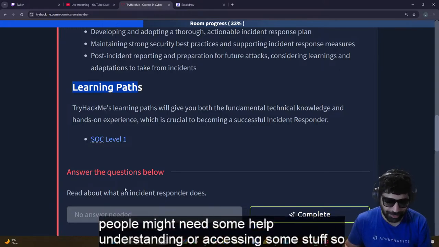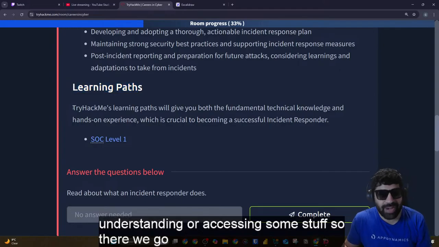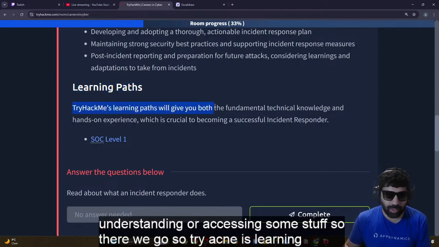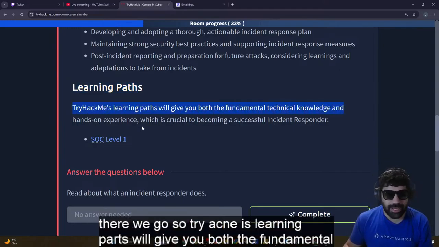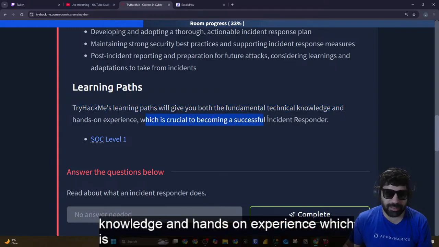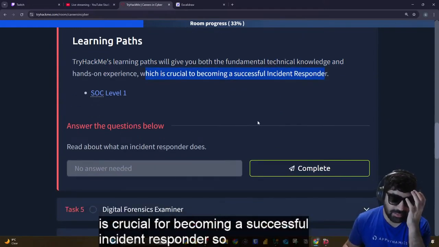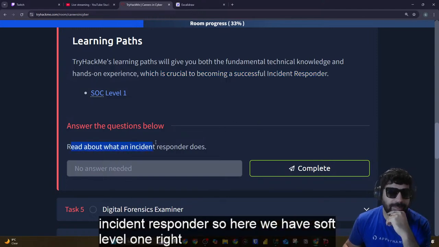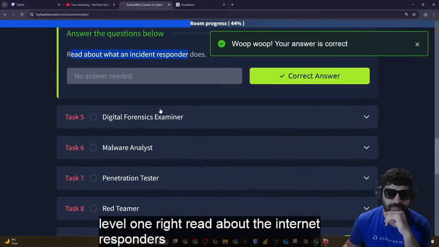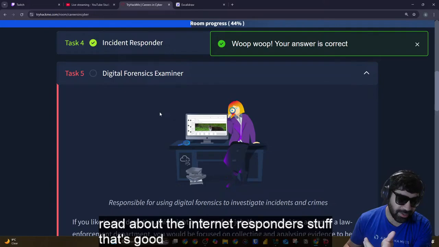So there we go. TryHackMe's learning paths will give you both the fundamental technical knowledge and hands-on experience, which is crucial for becoming a successful incident responder. So here we have SOC Level 1, right? Read about the incident responders stuff. That's good. So we have here digital forensics.